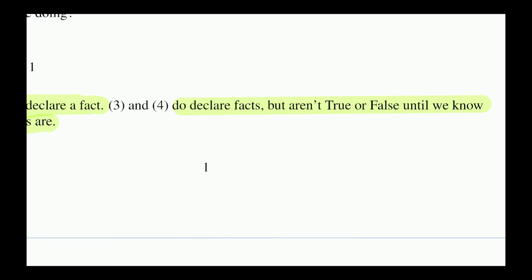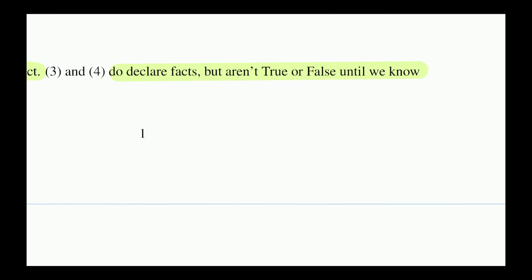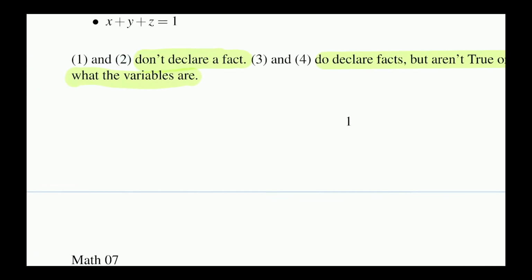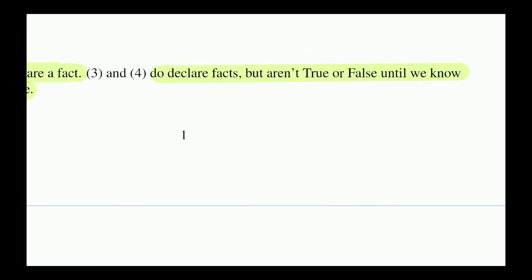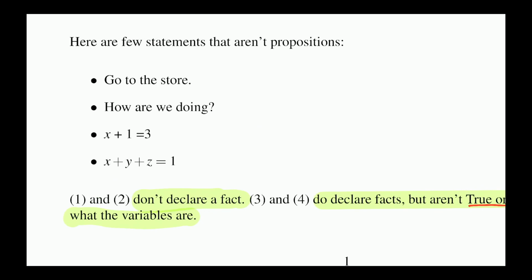And I want to be clear here about this because it's a little bit tricky. So when I say it does declare facts but isn't true or false until we know what the variables are, that's what's important. It's not that we don't know if it's true or false. You're not always going to know if a proposition is true or false, and it's still a proposition. So it's not the fact that we don't know, it's the fact that it's actually impossible to know, okay? Because of something having to do with the not a proposition thing. So I'll talk about that in a second.